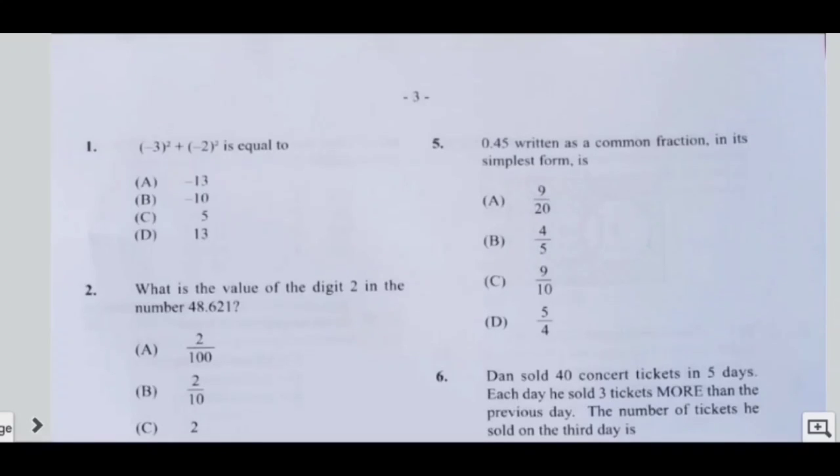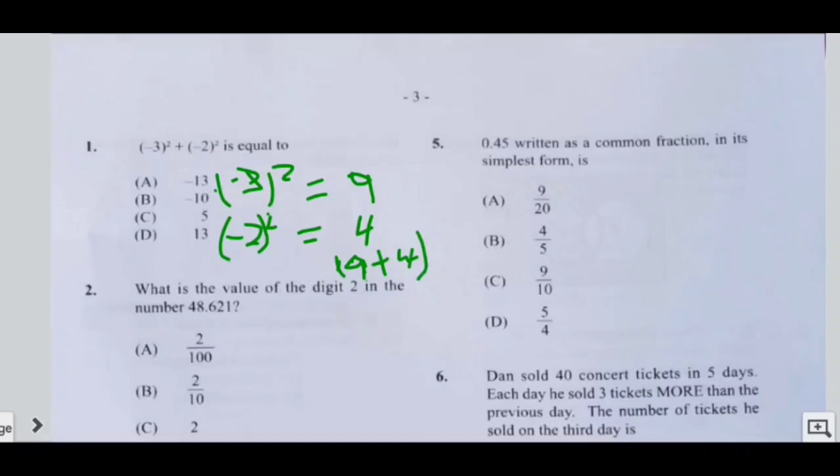Question 1. We have -3 squared plus -2 squared is equal to, so we can easily work that out. -3 squared is going to equal, negative and negative gives us a positive, and 3 times 3 is equal to 9, so that's going to be a positive 9. And then we have -2 squared, which would give us a positive 4 as well. And then we add those together, so we have 9 plus 4, and that would equal 13, which gives our answer as D.